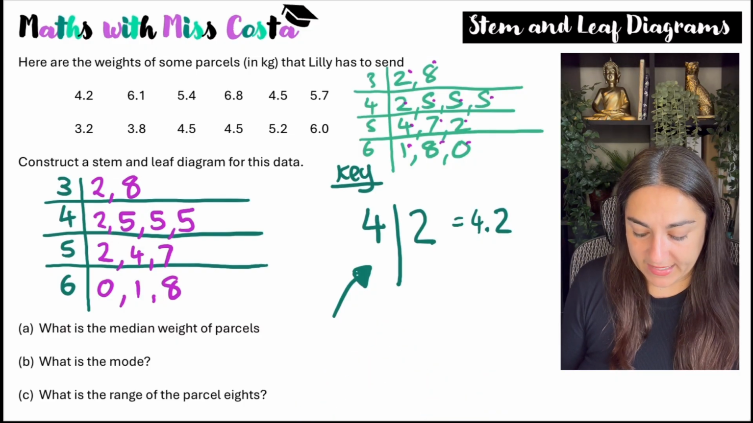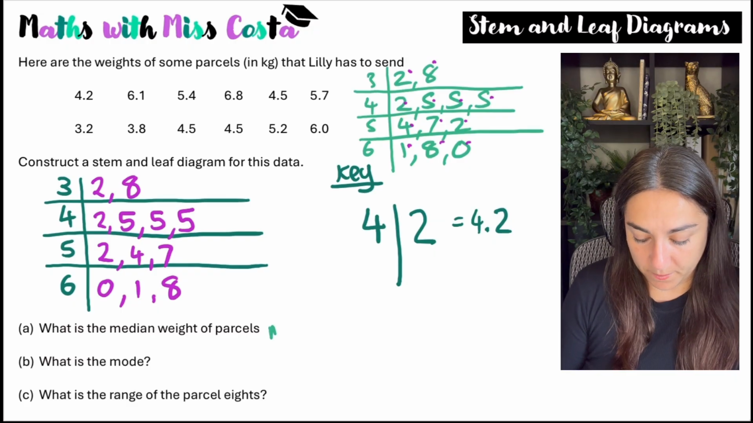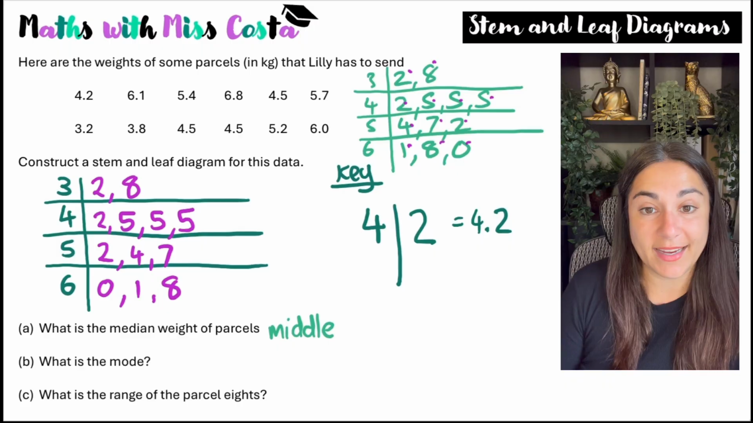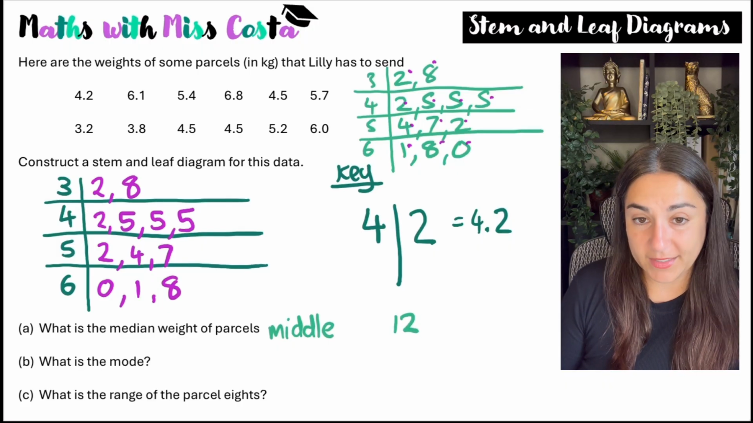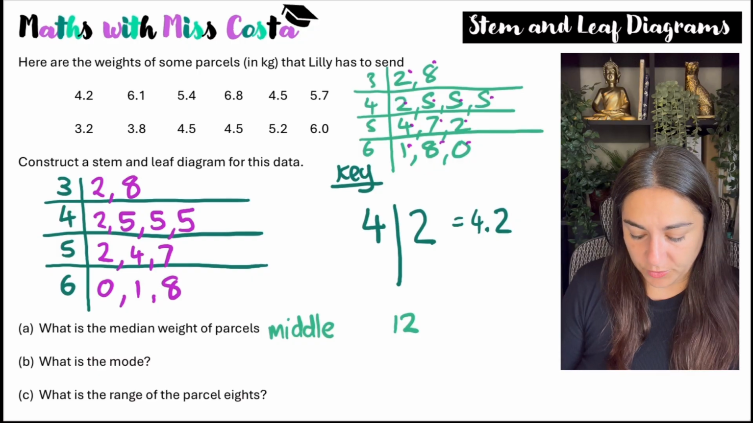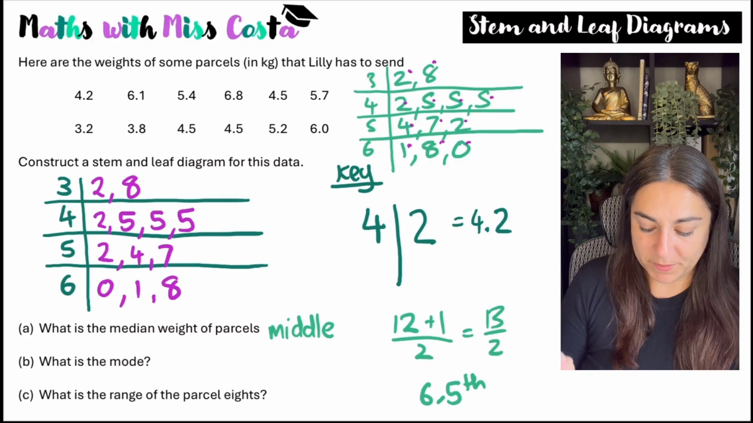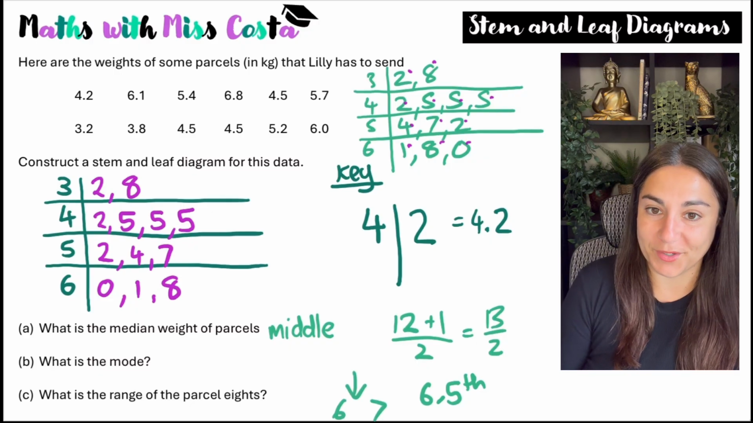Now, what is the median weight of the parcels? So the median is the middle number. There are 2 ways I can do this. Either I can count, or I know there are 12 parcels, and to work out the median, I do the total plus 1 divided by 2. That would be 13 divided by 2, which tells me the 6.5th value is the median, which basically means I need to work out what's in between 6 and 7.